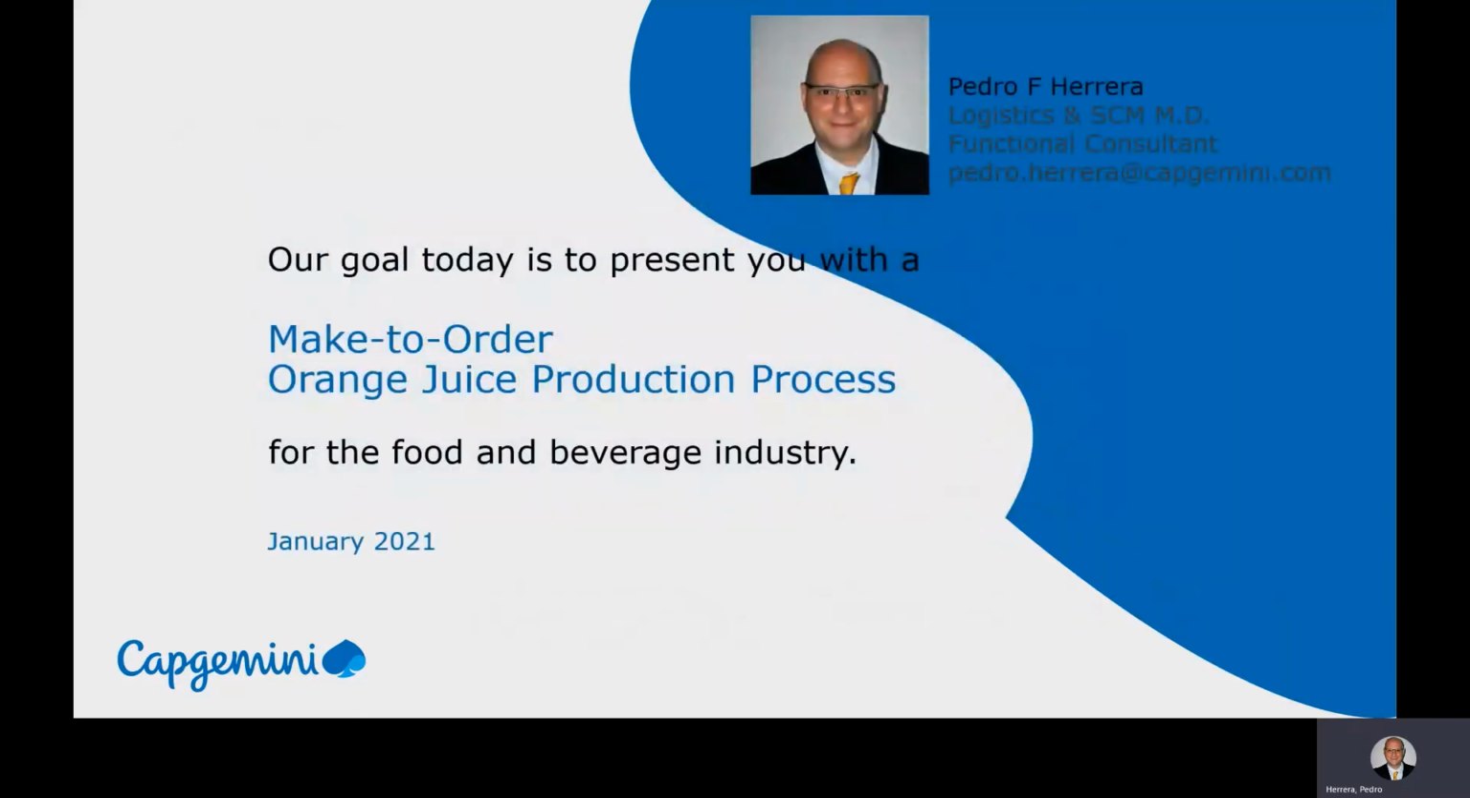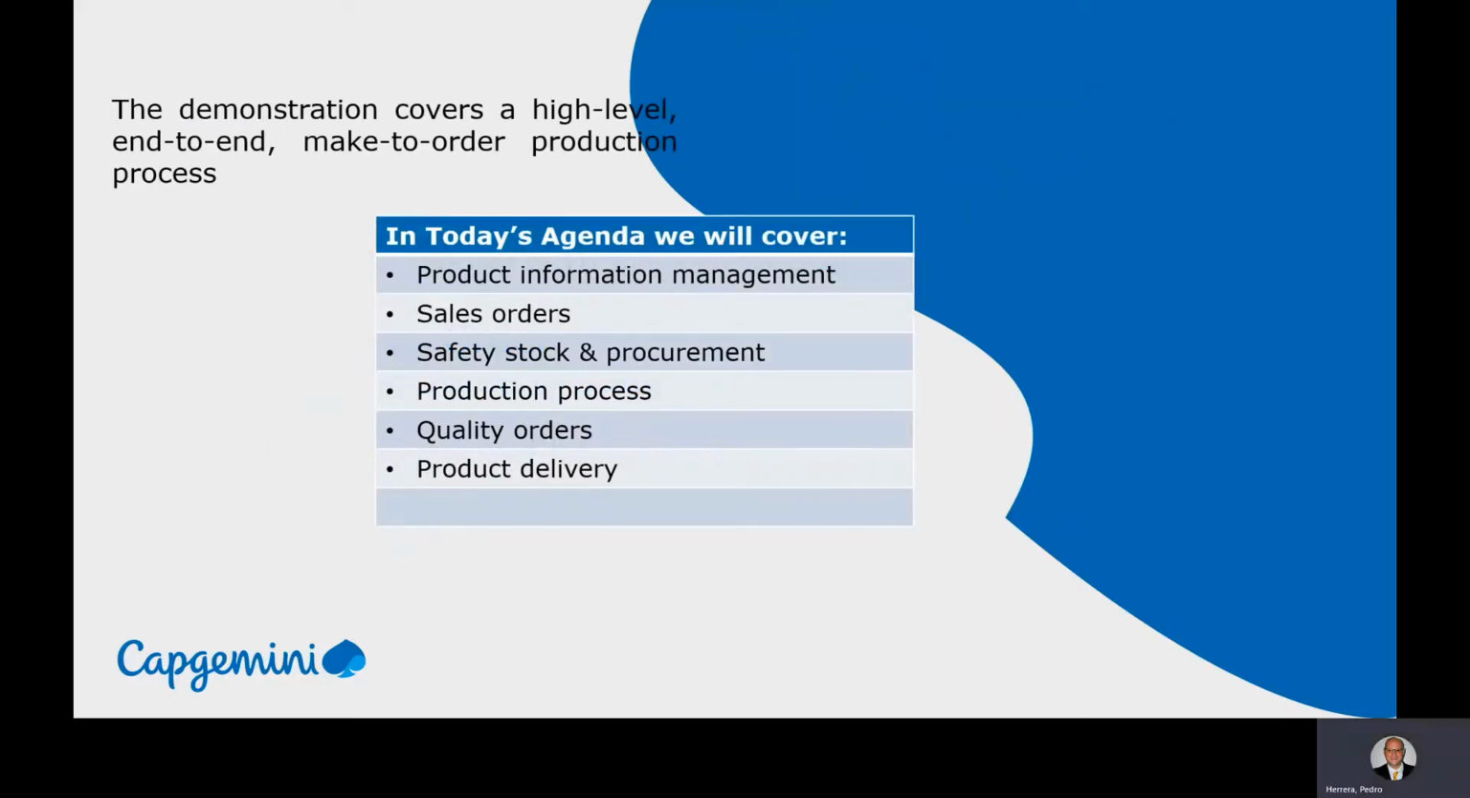My name is Pedro Herrera. I hold a Logistics and Supply Chain Management Master's degree and work at Capgemini as a functional consultant. Our goal today is to present you with a make-to-order orange juice production process for the food and beverage industry. The demonstration covers a high-level end-to-end make-to-order production process.